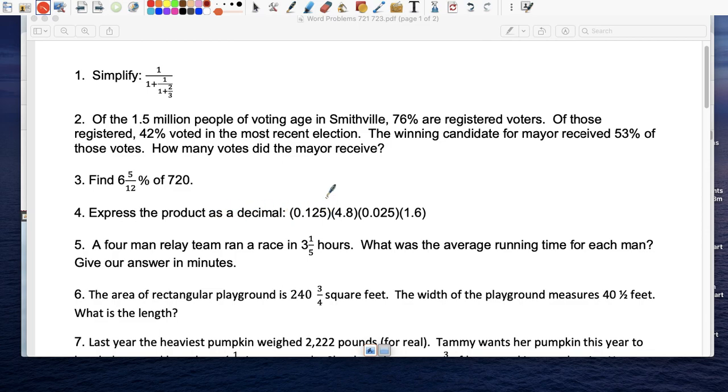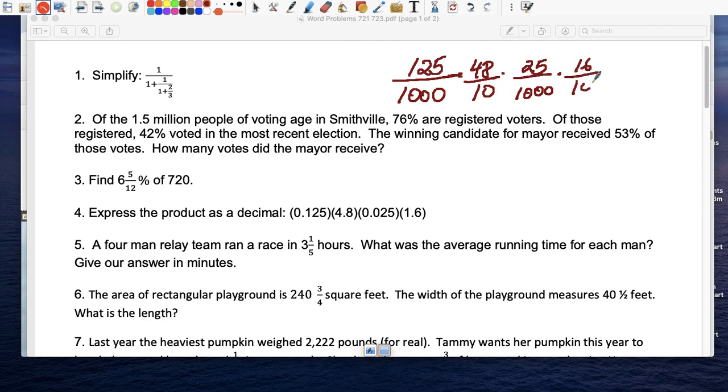Express the product as a decimal. Okay, so let's see if we can make that a little easier. If I write it as a fraction first, times 48 over 10, times 25 over 1,000, times 16 over 10. So, although they did ask for a decimal, I'm writing it as a fraction. See if I can simplify. And there's a lot of simplifying that I can do.